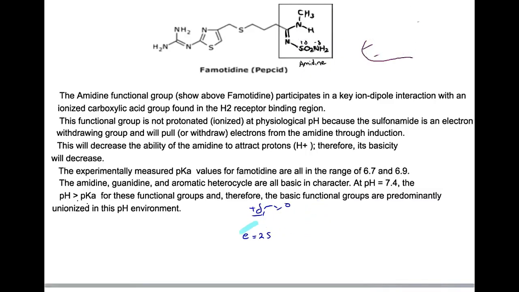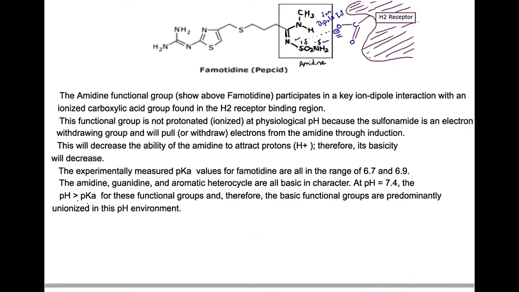Someone says, doctor, why is it not protonated in this structure? As we said, this part is amidine, and there are other parts like that. This is a heterocyclic ring, and it's guanidine. So guanidine, amidine, and the heterocyclic aromatic ring are all basic in their character.